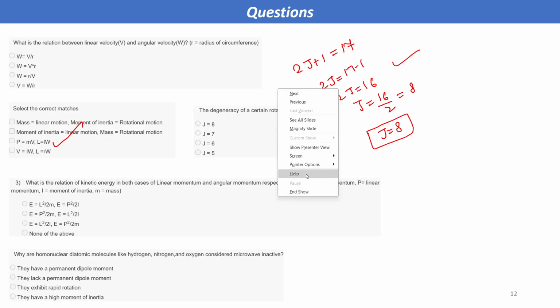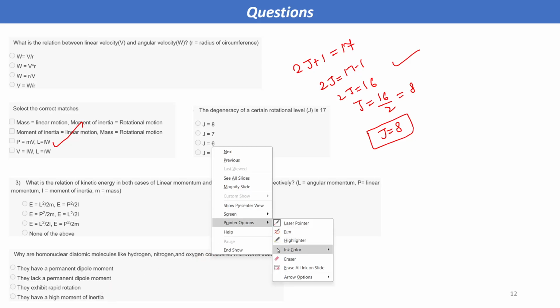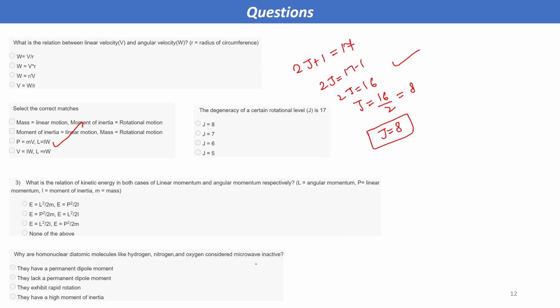Now for the next question. Why are homonuclear diatomic molecules like hydrogen, nitrogen, oxygen considered microwave inactive? They have a permanent dipole moment, they lack a permanent dipole moment, exhibit rapid rotation, they have a high moment of inertia. So just tell me, what will be the condition for a molecule to be microwave active? For a molecule to be microwave active, we say they should have a permanent dipole moment.